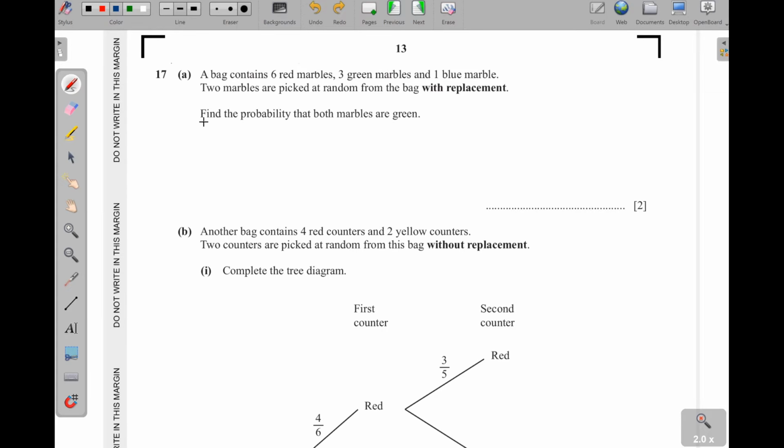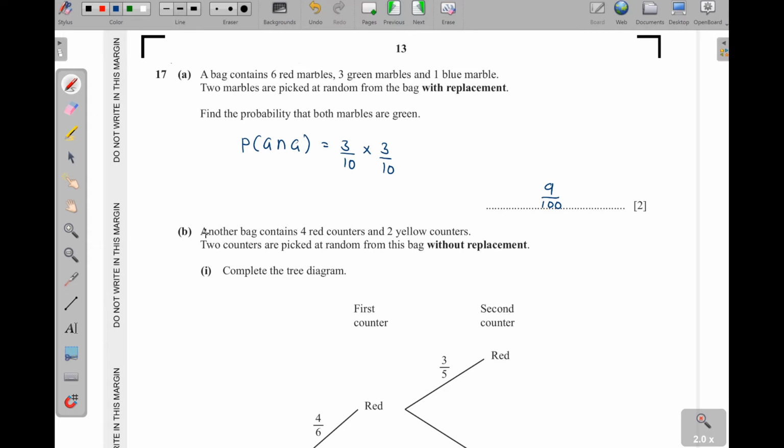So they are saying, find a probability that both marbles are green. Now, if both marbles are green, so we shall say probability of green intersection green, that one is going to be, first of all, the probability of picking green is 3 out of 10, then times. Now, when you put back, still greens are 3, and the total is 10. So you have 9 over 100, which you can write as 0.09.